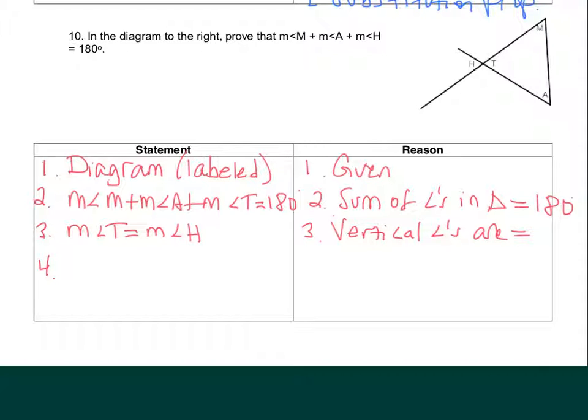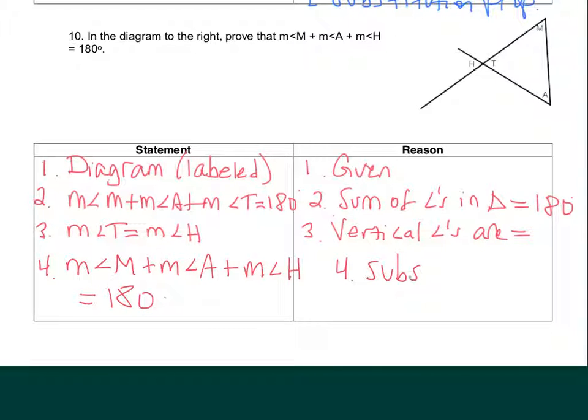Last step we'll do together because T is the same as H, and we really want an H here. We're going to do some substitution and say measure of angle M plus the measure of angle A plus the measure of angle H equals 180 degrees. Property, substitution once again. By now you could probably do these proofs with your eyes closed. Hope that helped. And take a break or go on to the next page.